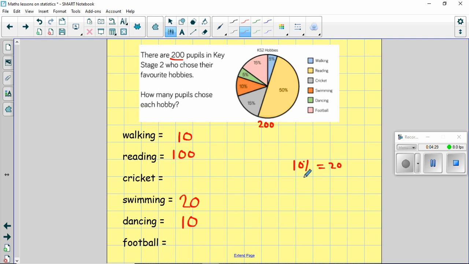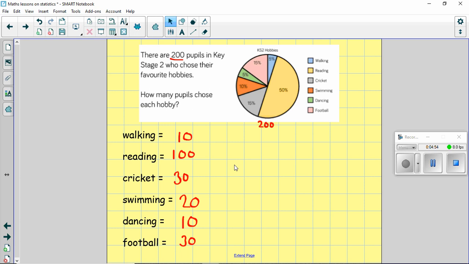And we've just worked out that 5% is half of that, so that's 10 pupils. So for 15%, we want to add them and add them. So I know that cricket is going to be 30 and football is going to be 30. So if you remember from our work the other week, you can see how this all links in as well. To get rid of my jottings there. How many people chose each hobby?